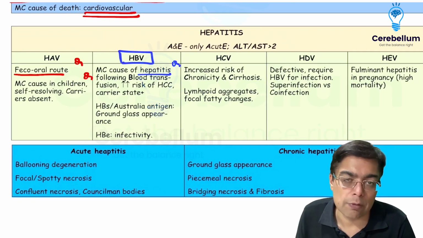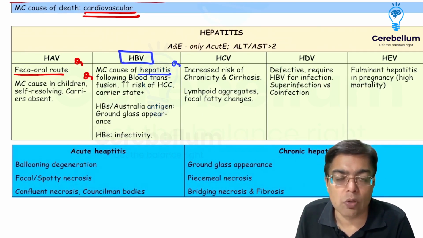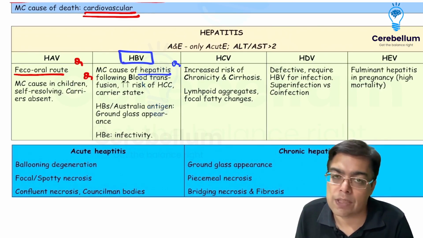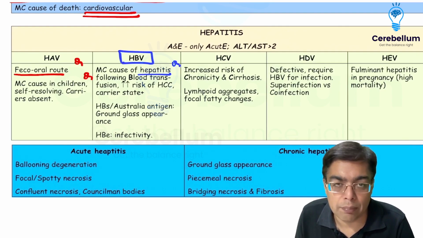It is going to be responsible for causing high risk of development of liver cancer as well. Certain antigens of hepatitis B are commonly asked in the exam. Surface antigen, which is the first antigen to appear. The E antigen, which is a marker of infectivity. The core antigen, against which you have the antibody, which is not going to be appearing in the blood.